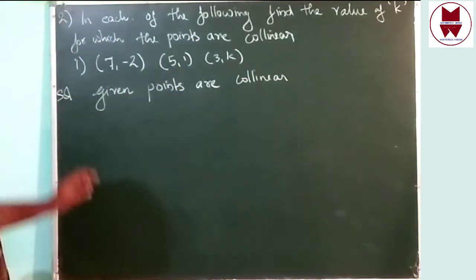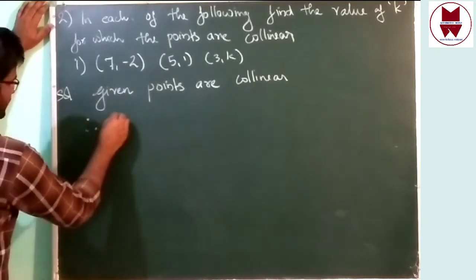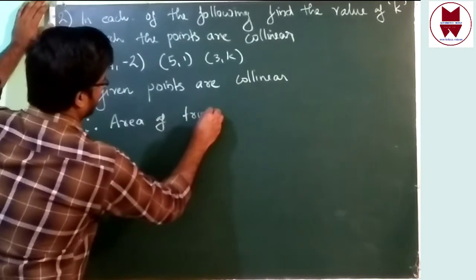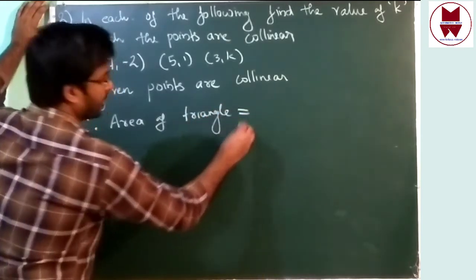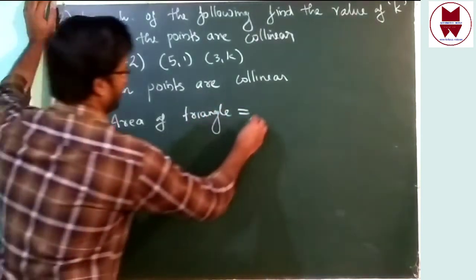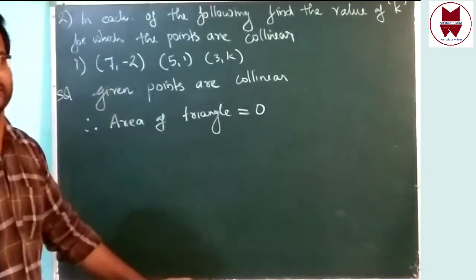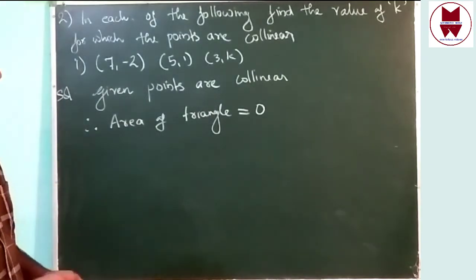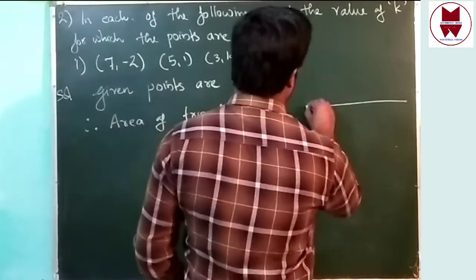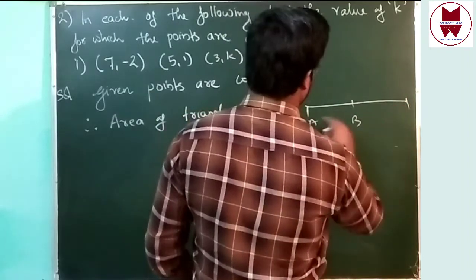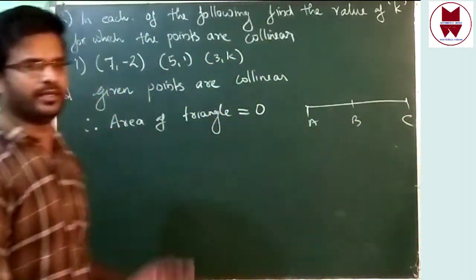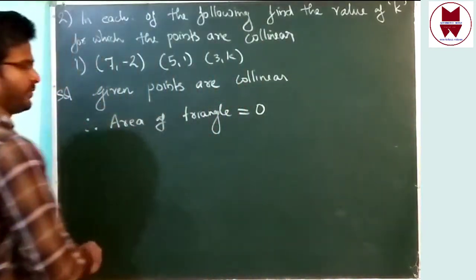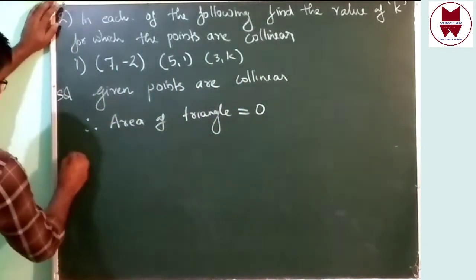Points are collinear means, therefore, area of triangle equal to how much? That will be 0, because using collinear points we cannot find out area of triangle, because on a straight line we cannot make any triangle. Like 3 points A, B, C. Using these 3 points we cannot make any triangle. Then area of triangle, already we have studied one formula, isn't it? We can write that formula.